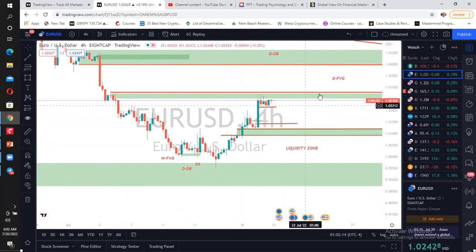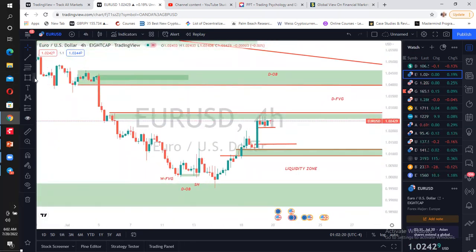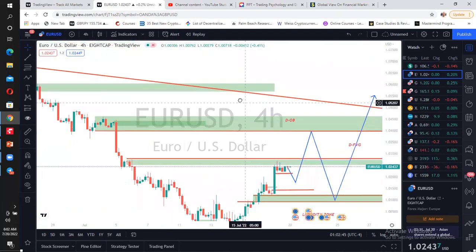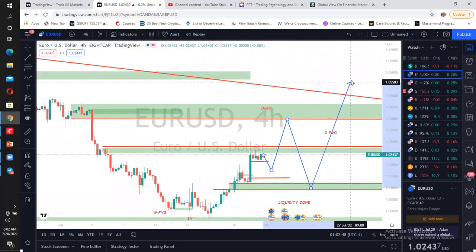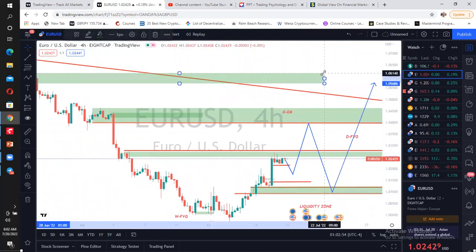So these are fair value gaps on 4 hours. I would like to see this happen. Back into this fair value gap at this level here, then back into this place, get mitigated by this, then come back down to this block, then find its way up. This is what I'm expecting from this pair, to take away this trend line liquidity that's resting here. So this is what I'm expecting from this particular pair.